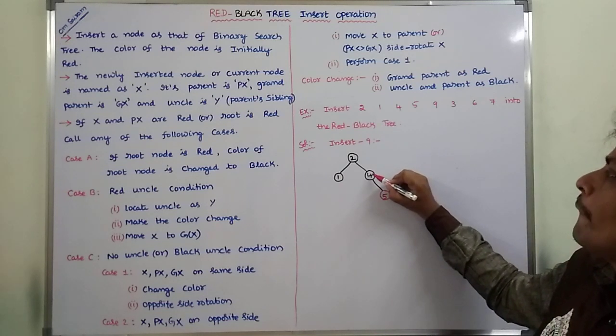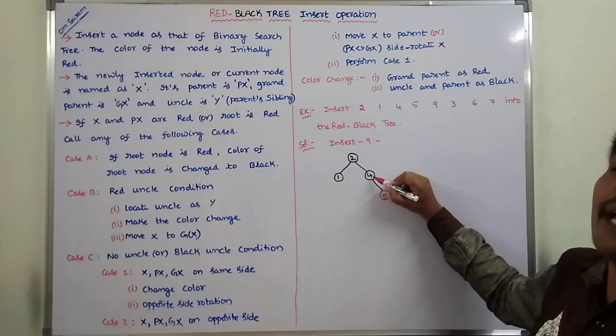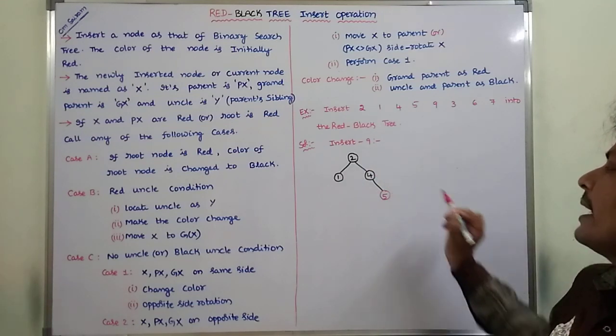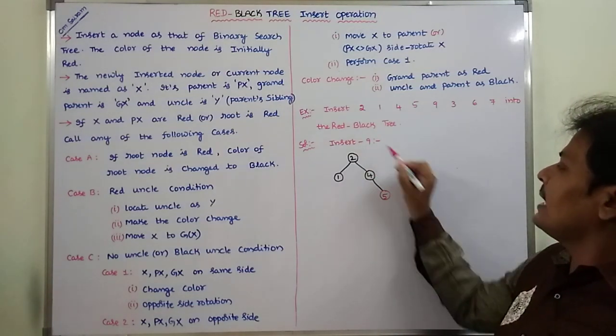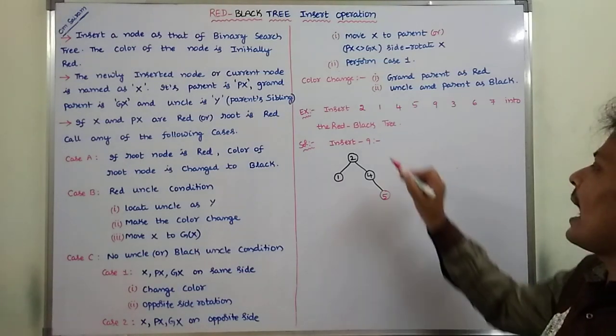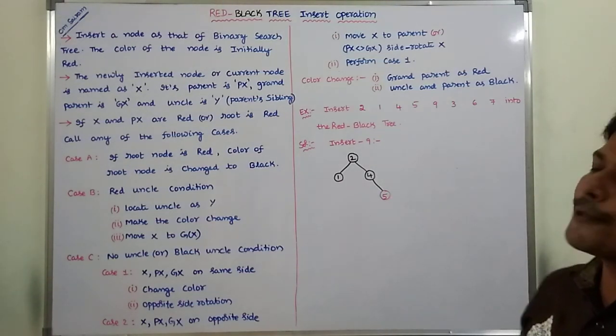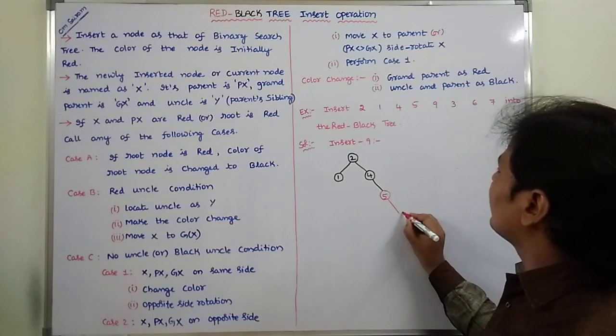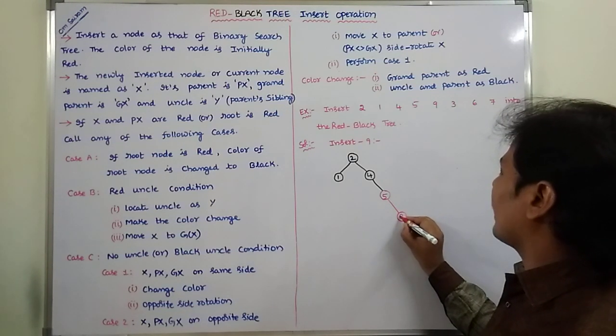Next, 9 is compared to 4. 9 is greater than 4. Go to the right subtree. Next one, 9 is compared with 5. 9 is greater than 5. So go to the right subtree. So now we are inserting node 9 at this place.